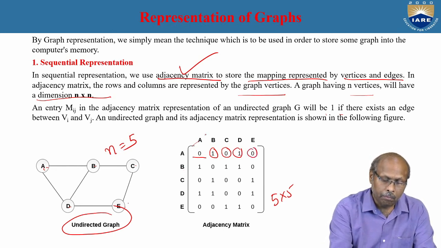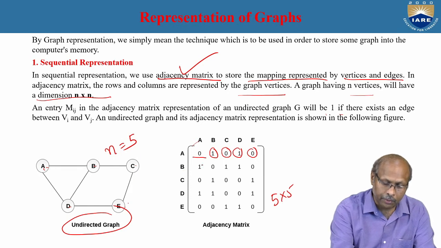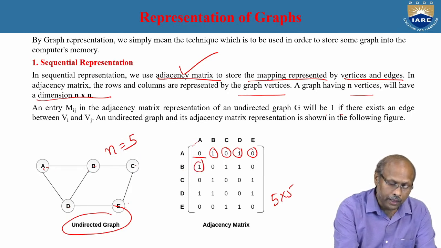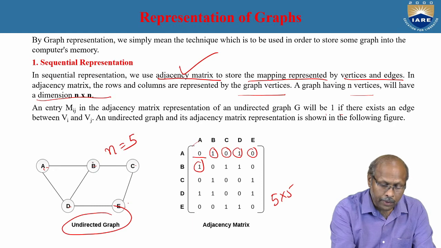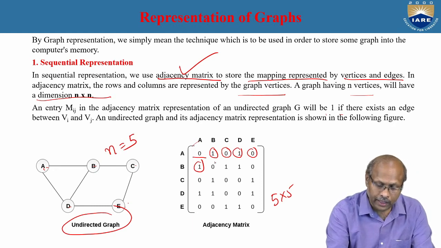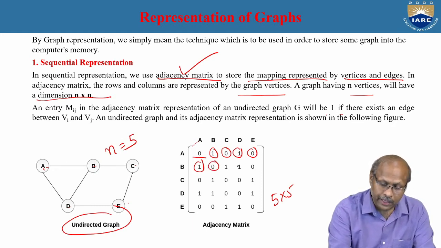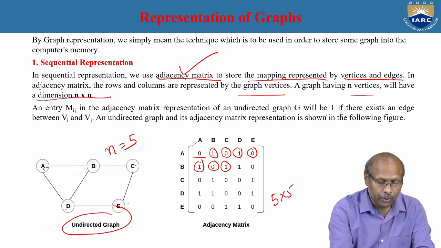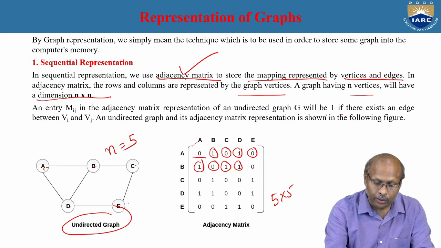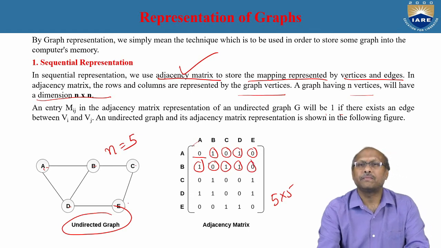Similarly B to A there is a connectivity, so write 1. B to B there is no direct connectivity, so write here 0. B to C connectivity exists, write 1. B to D write 1. B to E there is no direct connectivity, so write 0. So like this you can represent.